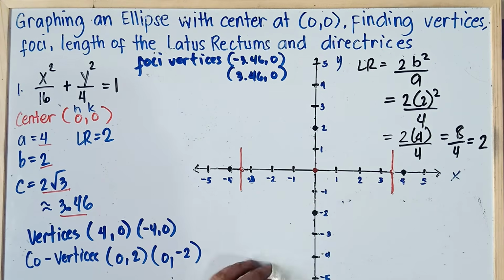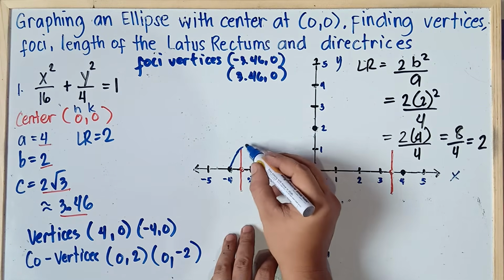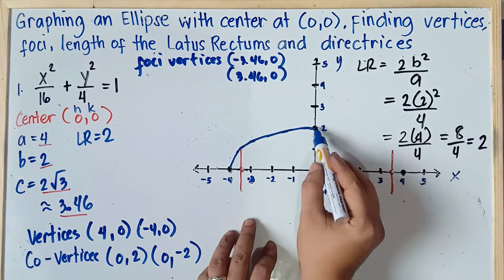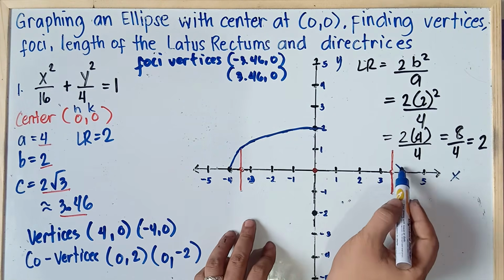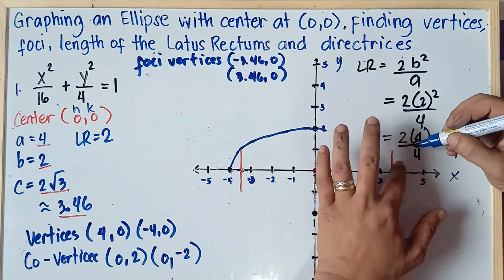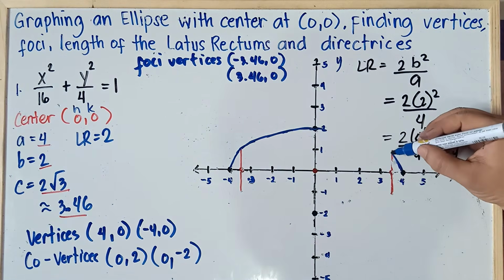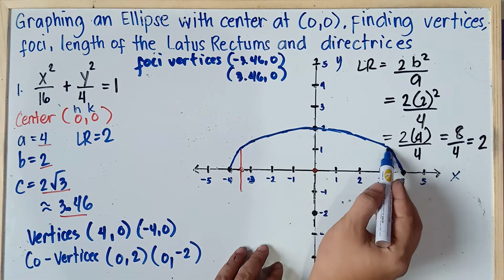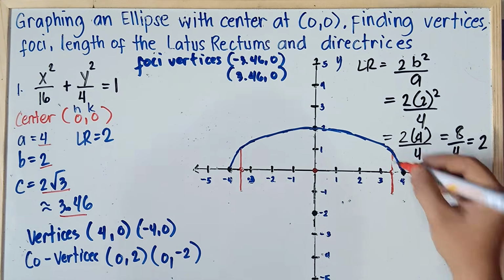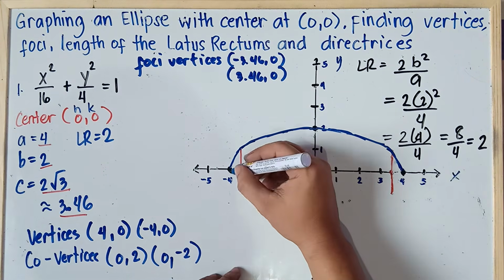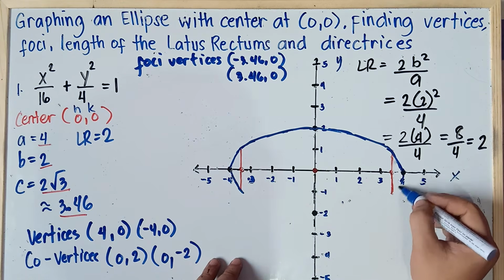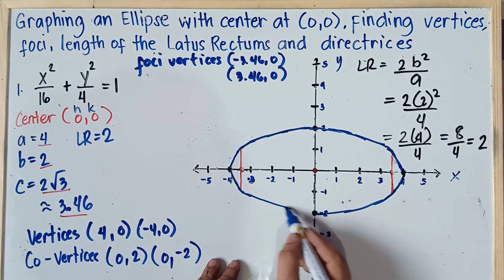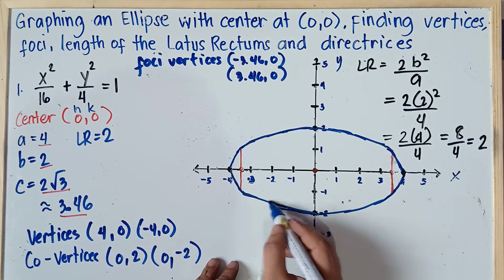So sketch this one, class. Alright, so we can sketch this one. I'm sure, class, we cannot get a perfect ellipse for this one, class. Alright, so we can sketch this one to finalize our answer. Alright, so that's it, class, for our ellipse.